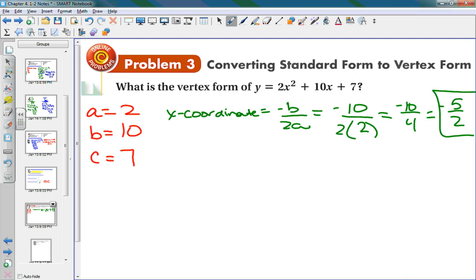What's another name for x here? Vertex. What's another name for x? h. h and x are the same thing. So what this means is this x is equal to negative 5 over 2, which is the same thing as h.